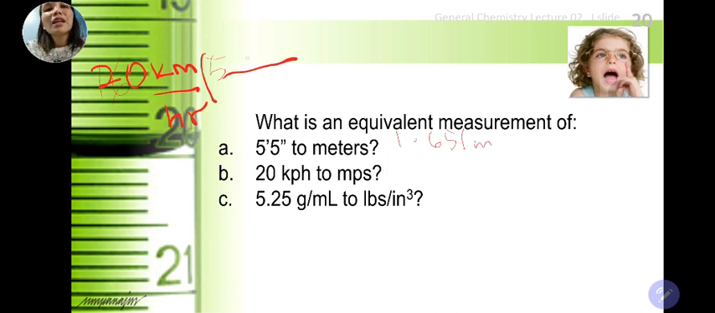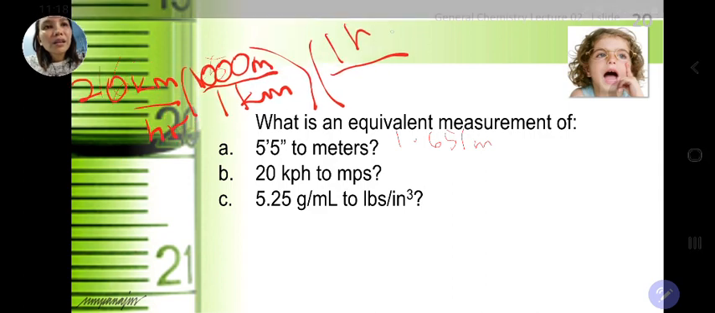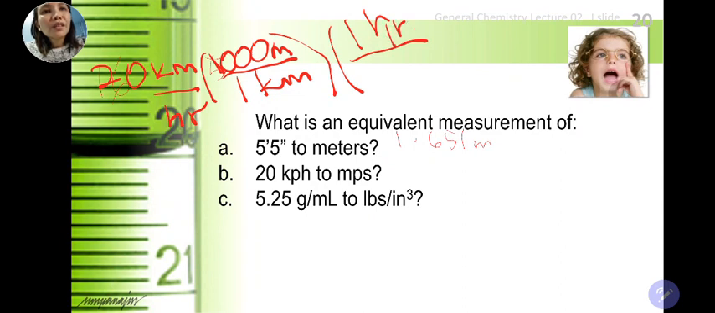1 kilometer is equal to 100. Oh, I'm sorry. 1 kilometer is equal to 1,000 meters. And 1 meter, tama ba? Okay, so next naman pala yung hours natin. 1 hour is equal to 60 seconds.